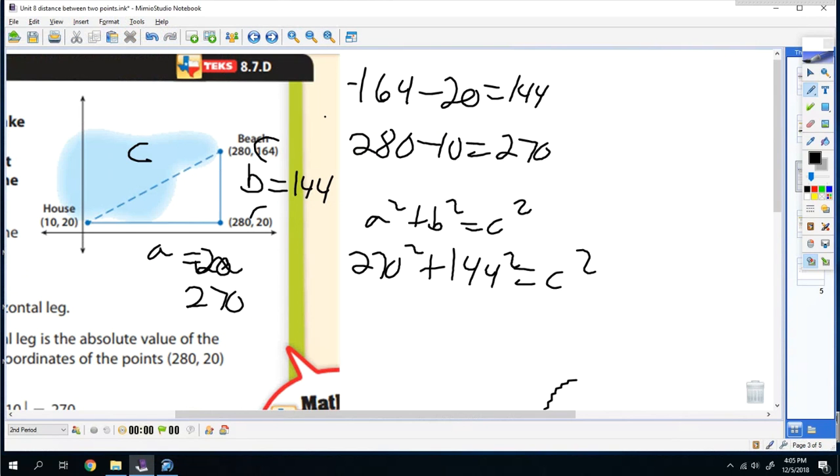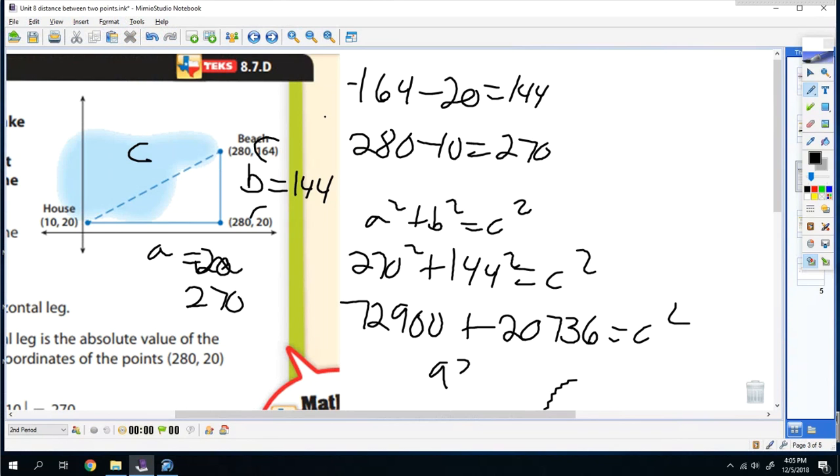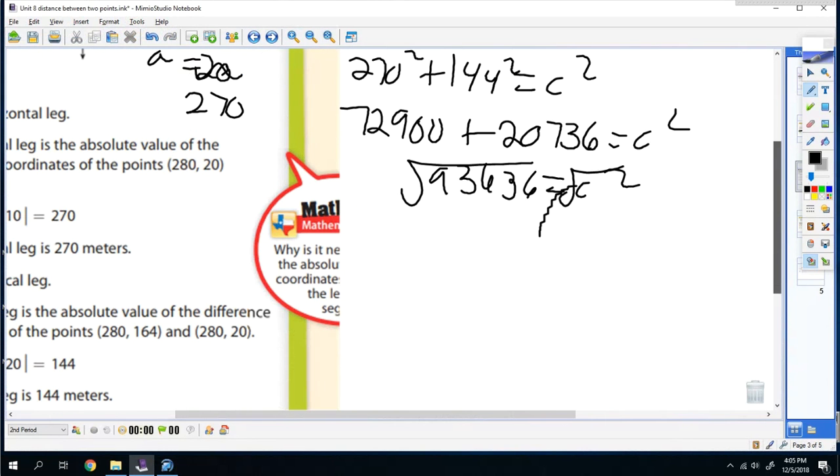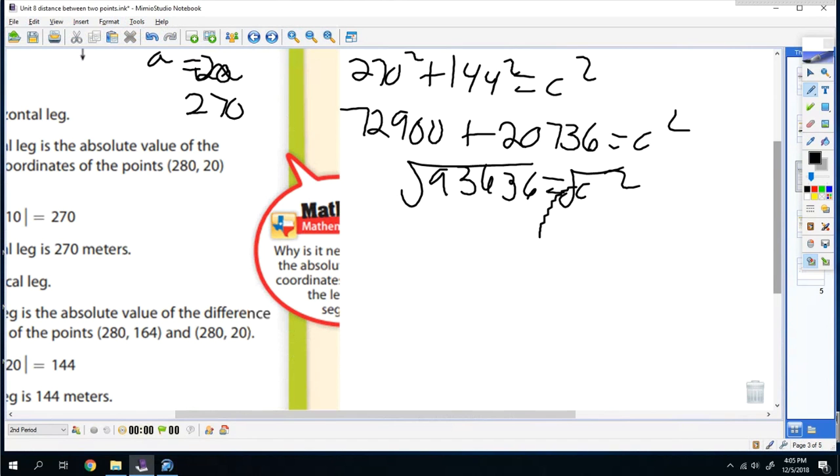So you're going to do 270 squared, which is 72,900, plus 144 squared, which is 20,736. You can add it together, which is 93,636. And you find the square root of that. And it comes out to be a perfect whole number of 306. And that's your answer.